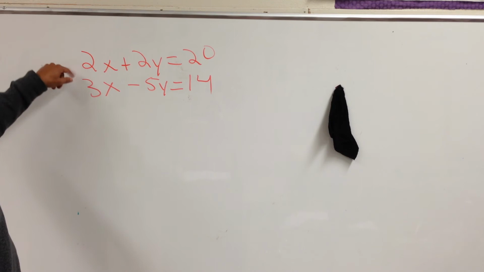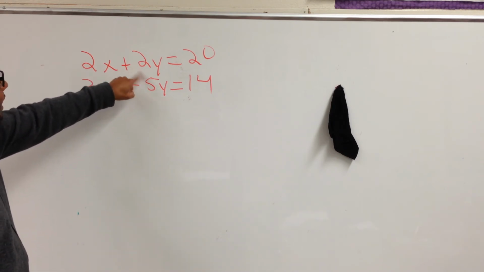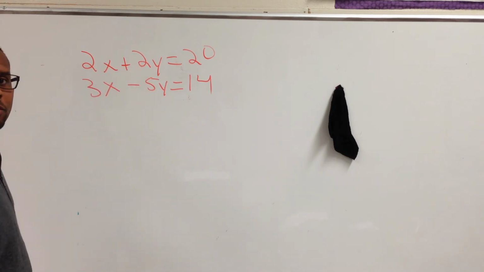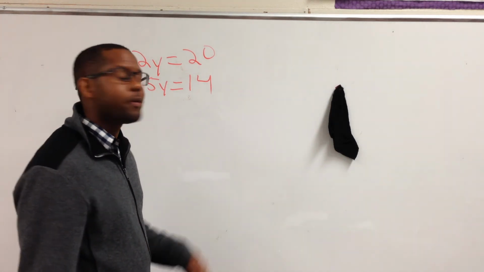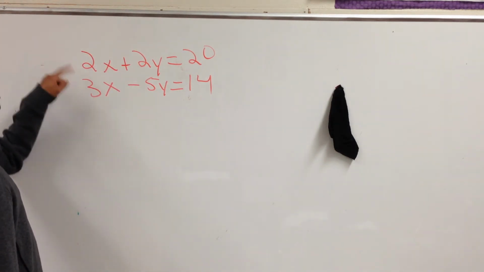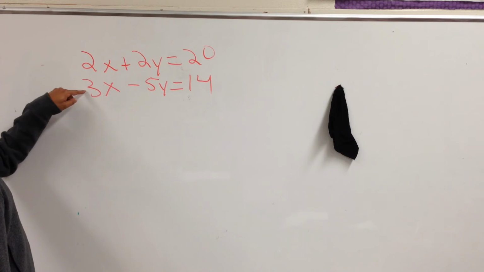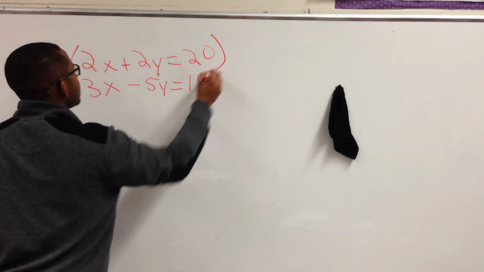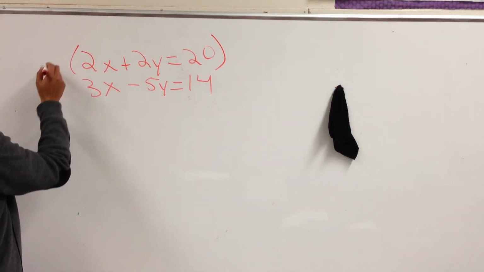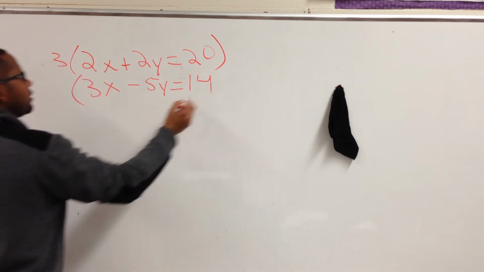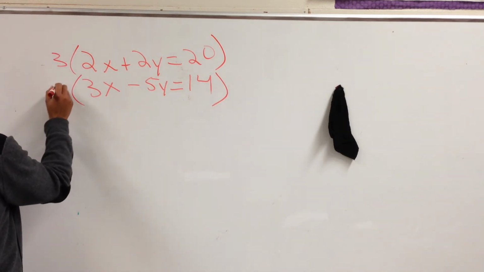I can't turn a 2 into a 3 by multiplying. I can't turn a 2 into a 5 by multiplying. So I actually have to change both of these equations. I'm going to turn this into a 6, and I'm going to turn this into a -6. So I'm going to take this whole thing and multiply it by 3. I'm going to take this whole thing and multiply it by -2.